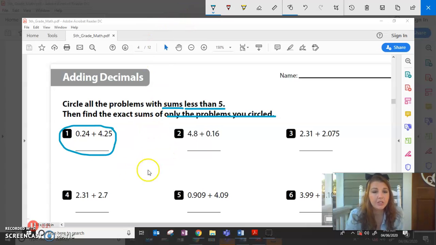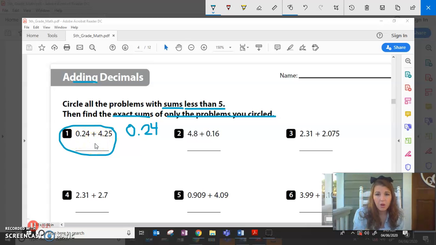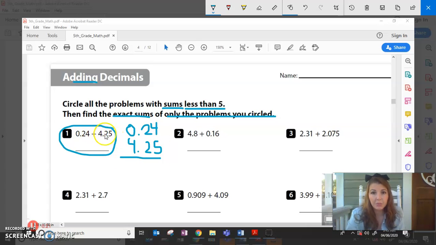So I'm going to come over to the side and do my work right here to find the exact sum. First off, I have 0 and 24 hundredths. When I add decimals, it's really important for me to line the numbers up correctly by place value. So I need to line up the ones with the ones, the tenths with the tenths, the hundredths with the hundredths. In this problem, the 0 and the 4 are both in the ones place. So I'm going to write the 4 underneath the 0. Then I'm going to write the decimal point under the decimal point, and then 25 hundredths underneath 24 hundredths. This one wasn't too hard because they both had hundredths in the decimal place.